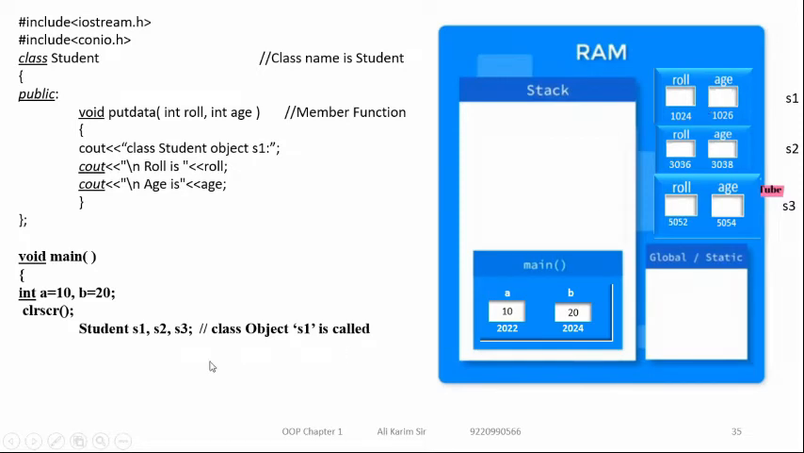See, inside the RAM, for each object S1, S2, S3, since all three of them are going to make use of roll number and age, the S1 object is going to make use of this memory space. S2 is going to make use of this memory space. S3 is going to make use of this memory space. See, memory addresses are different for each object's variables. Okay, now what I'm going to do is make a call to the putdata function through the object S1.